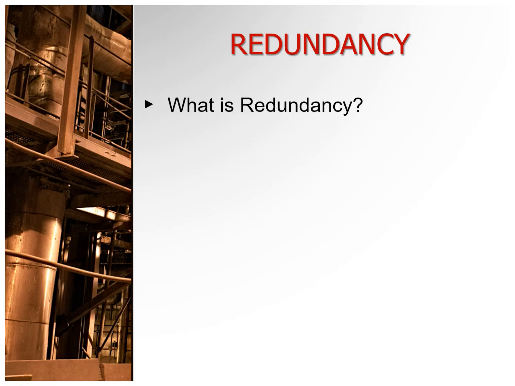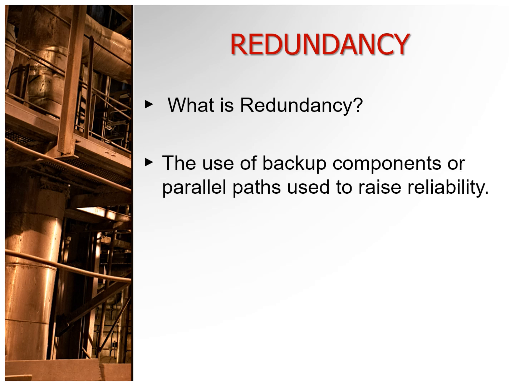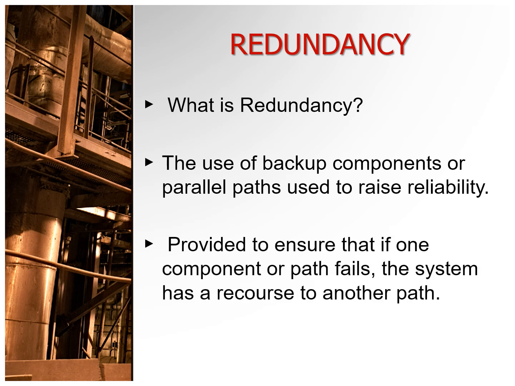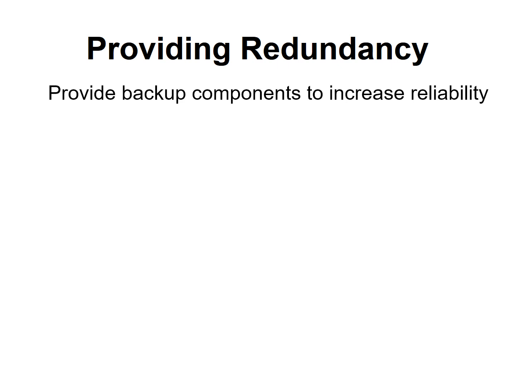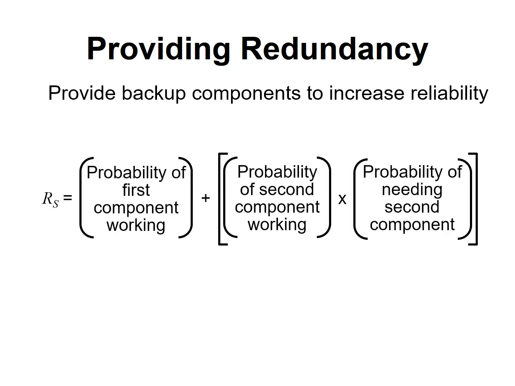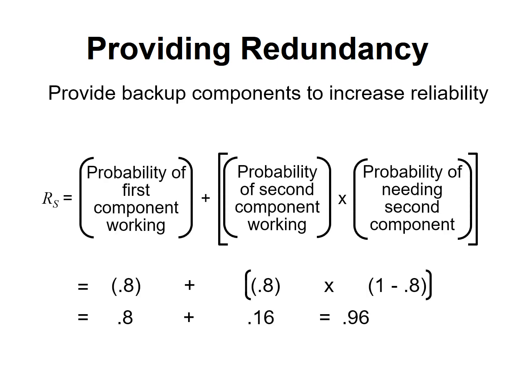Redundancy. What exactly is that? Well, it's the use of a backup component or a parallel path used to raise the reliability of the operation. It's provided to ensure that if one component or path fails, the system has a resource to another path. Providing backup components to increase reliability is done by 0.8 plus 0.8 times 1 minus 0.8, or we would come up with 0.96.